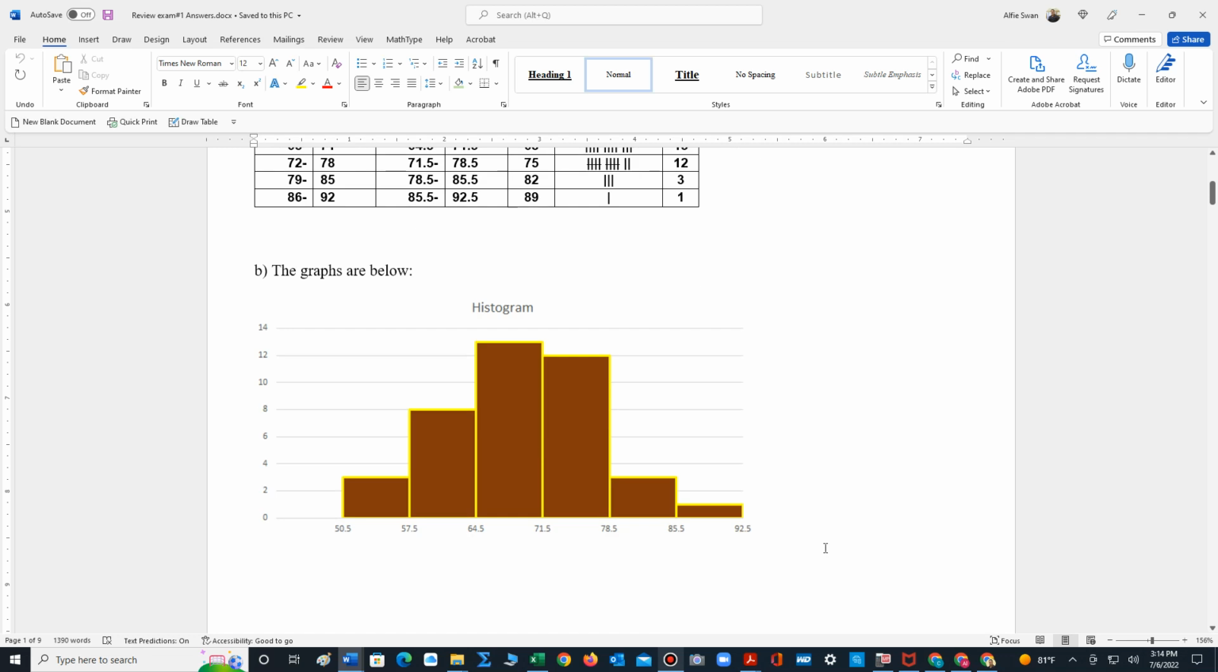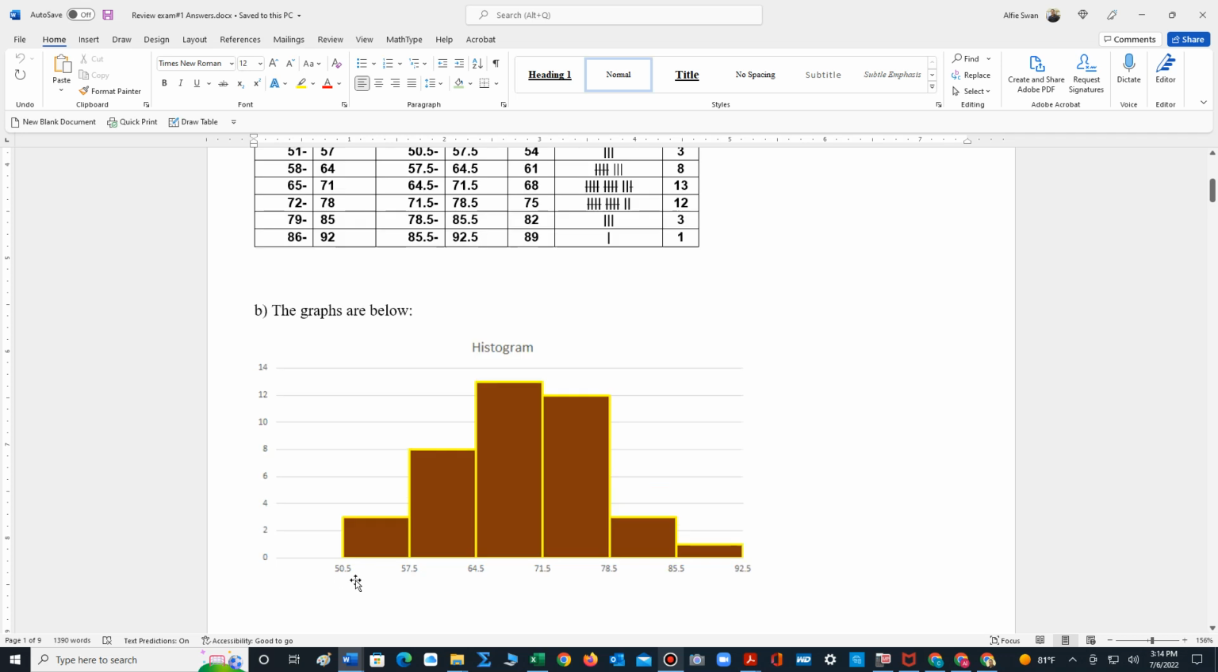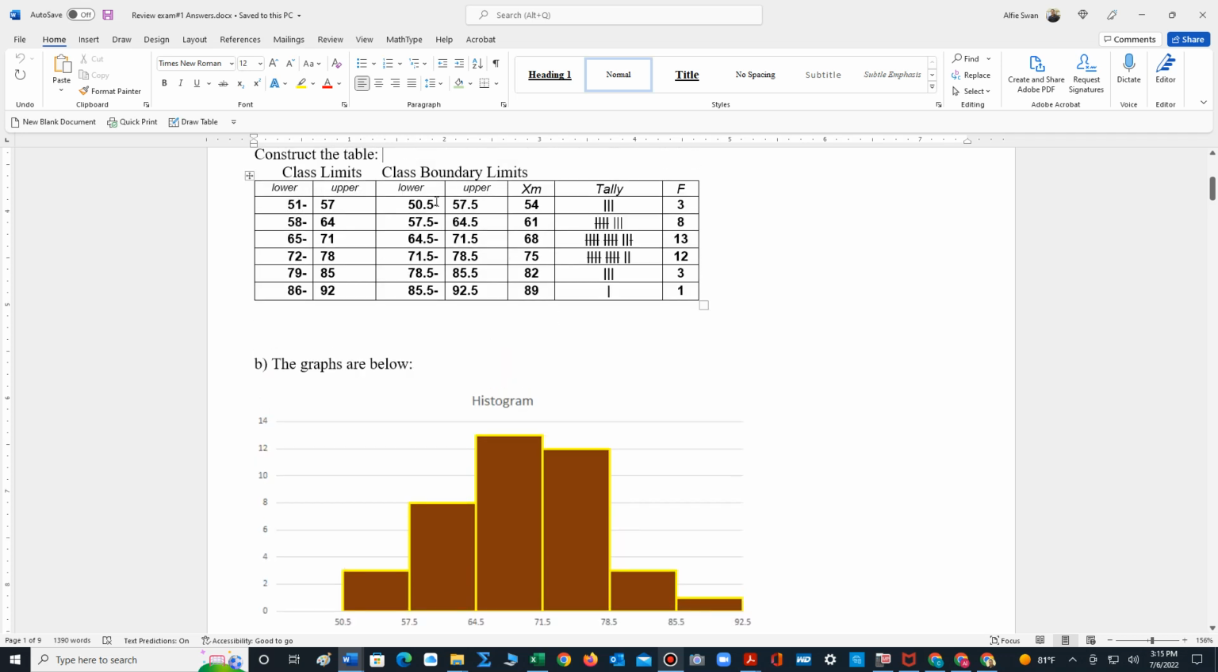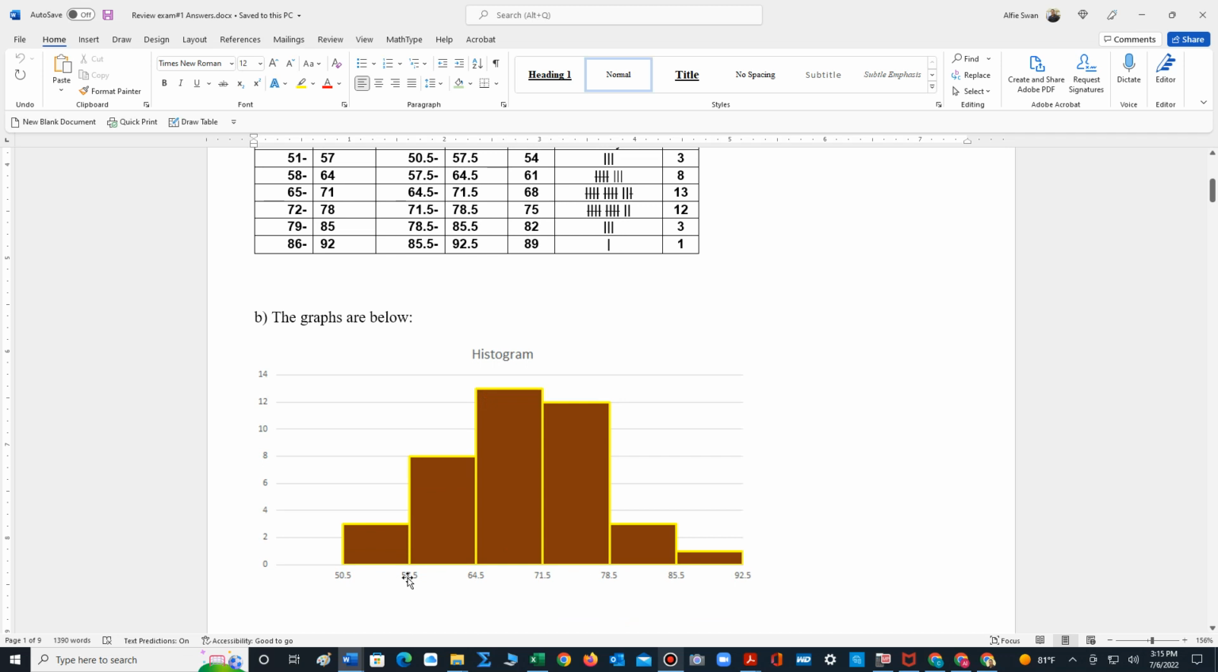To construct the histogram, we place the class boundary limits on the x-axis, frequency on the y-axis. Here I go by units of 2. And then for each class, the width will be the class boundary limits. The height of the bar will be the frequency. So from 50.5 to 57.5, we have a height of 3. For 57.5 to 64.5, we have a height of 8. And then we just construct the rest of the bars. The bars must touch when constructing a histogram.